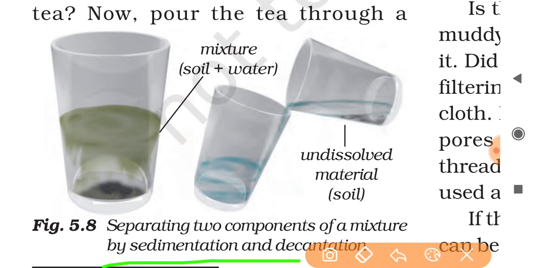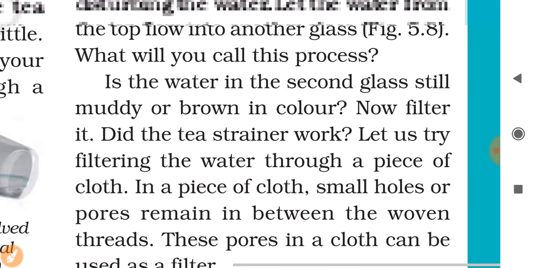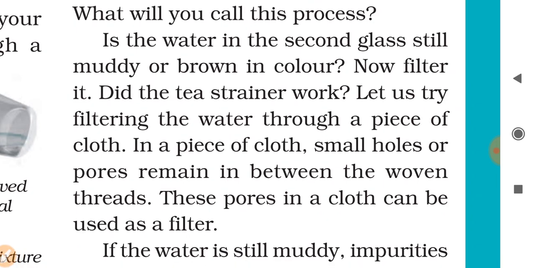Okay, first, when sand particles or soil particles settle down, this process is known as sedimentation. And when we take out the clear water remaining on top from one glass to another glass, this process is called decantation. Okay, so then, is the water in the second glass still muddy or brown in color? Now filter it. Okay, because not all the water is pure at that time, so we use a filter paper.